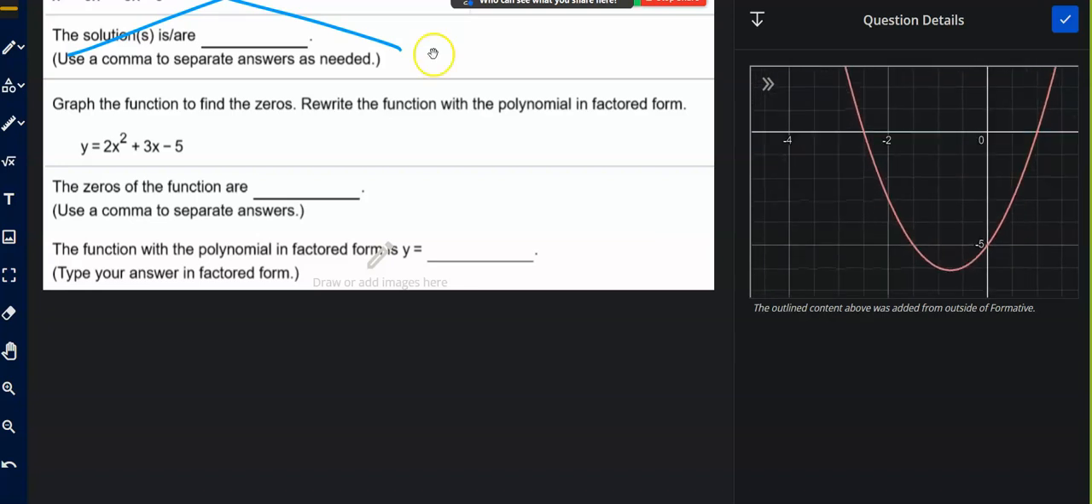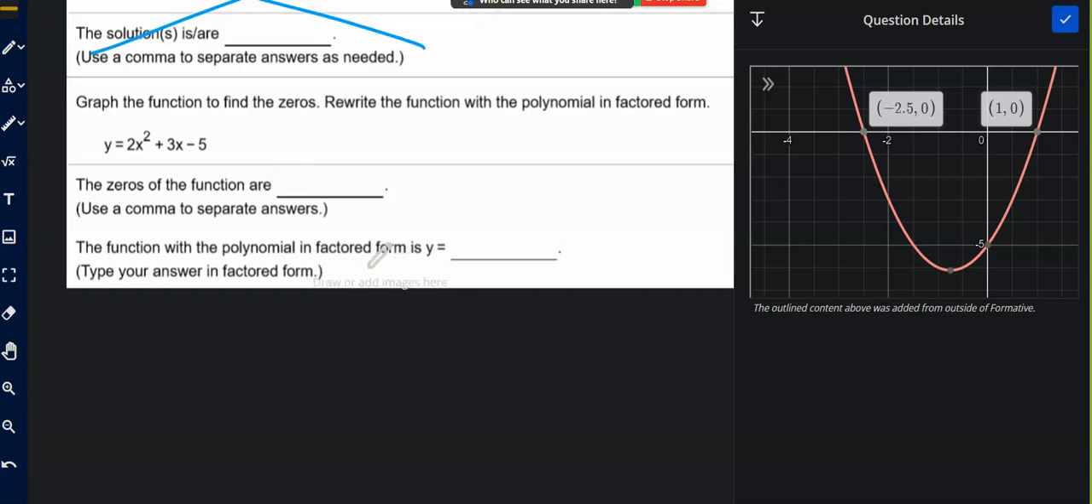Wow, this is different. What's this one? Negative 2.5 and positive 1. So the zeros are negative 2.5 and 1. So what would the polynomial look like in factored form?